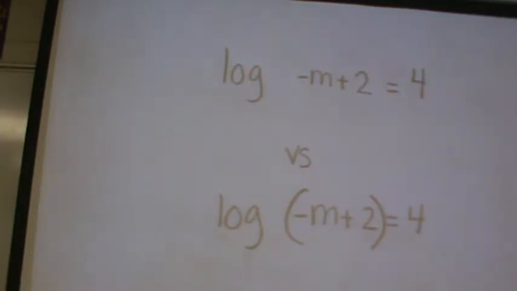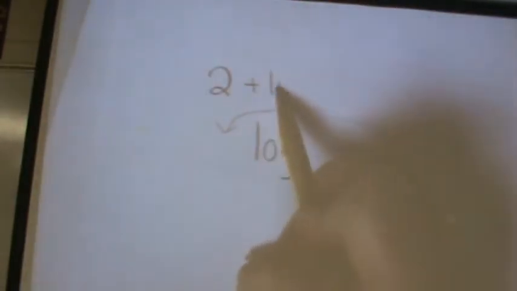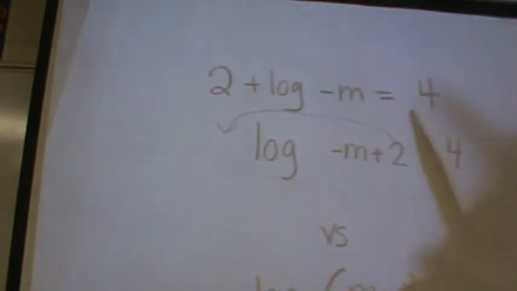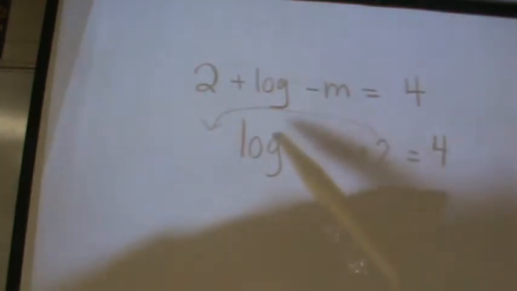D'Angelo, do you see it? Well, I know why it's separate, but I don't know how to solve it. I just showed you. This one, you can get rid of. Remember when you had a number in front? This is the same as 2 plus the log of negative m. I could bring this 2 out in front here. These two are the same problem. All I did was bring this 2 in front.